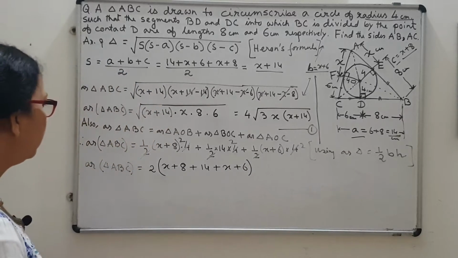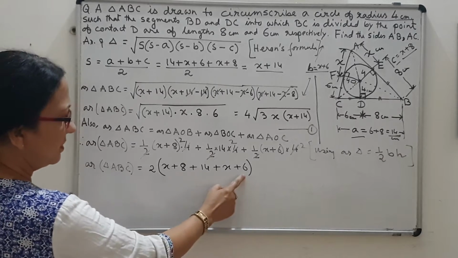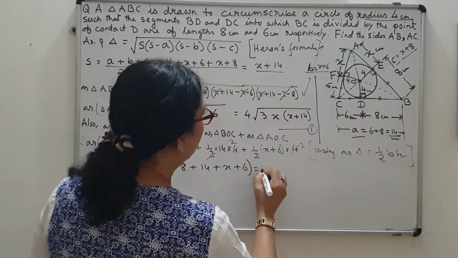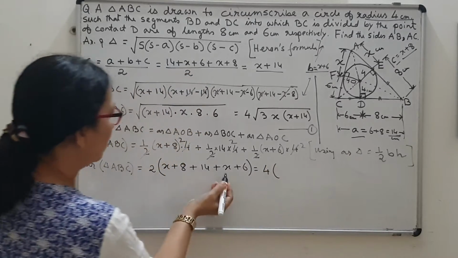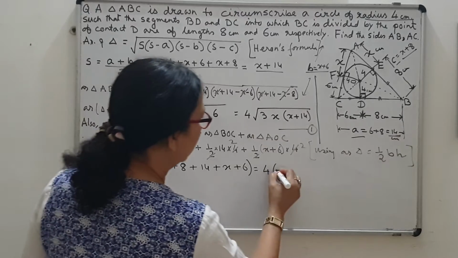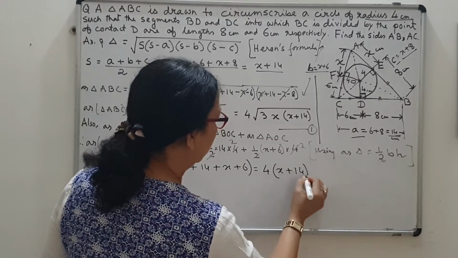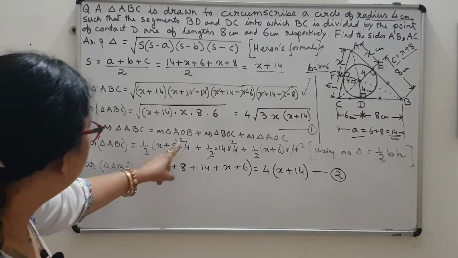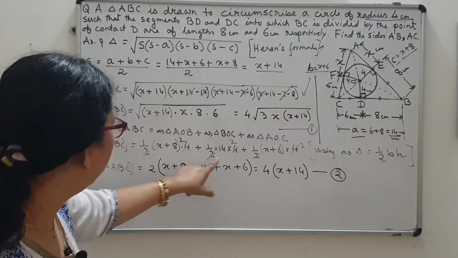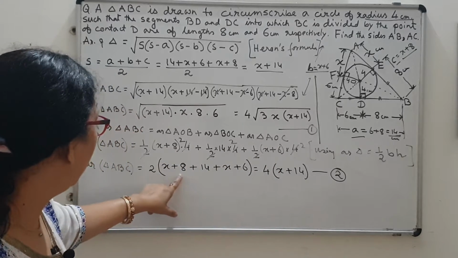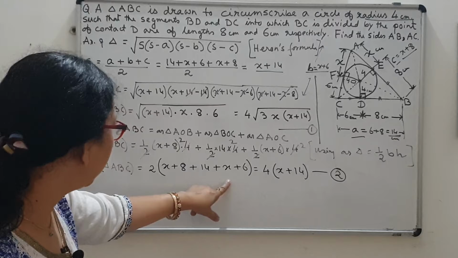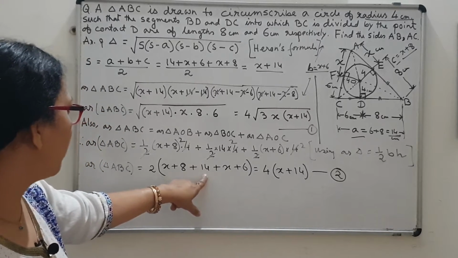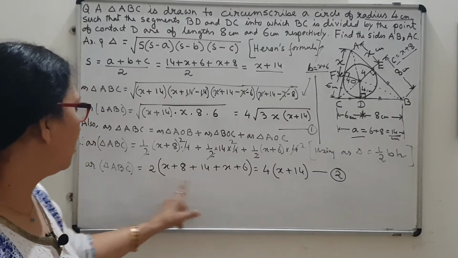Again 8 plus 6 is 14, and that is 2x, so I can take out 2. So 2 into 2 will be 4. This 2 I have taken out, so it will be x plus 14. Equation 2. I think this thing is clear, no? If you observe, 2, 2, 2 I have taken common, x plus 8 is left, here 14, here x plus 6. So x and x, twice x, and 8 plus 6 is 14, so twice of 14. So twice of x plus 14, so 2 has come out, so 2 into 2 is 4.